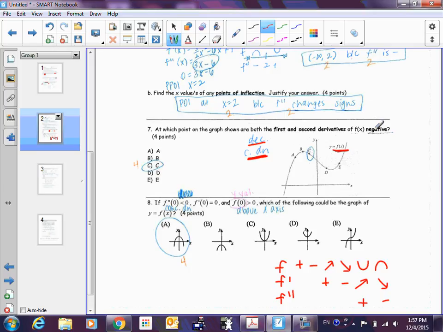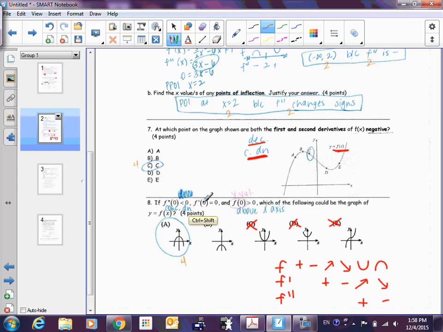Number 8, it says f double prime is less than 0. That means concave down. So at x equals 0, the graph is concave down. That means it has to be A or B. It can't be C, D, or E. E has a point of inflection at x equals 0.